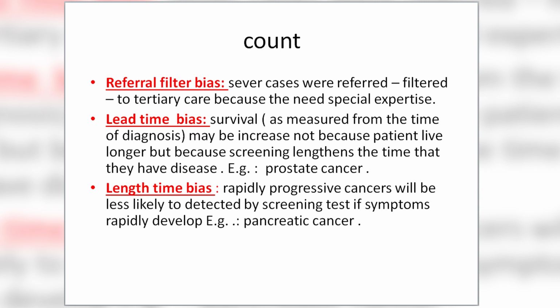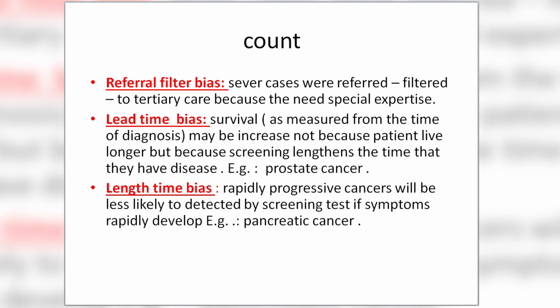Second, lead time bias and length time bias. What is the difference between these two biases? Lead time bias: in a prognostic paper, we talk about prognosis, and survival is measured from the time of diagnosis. Survival may increase not because the patient lives longer, but because screening lengthens the time that they have a disease.